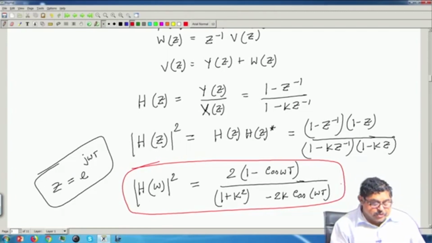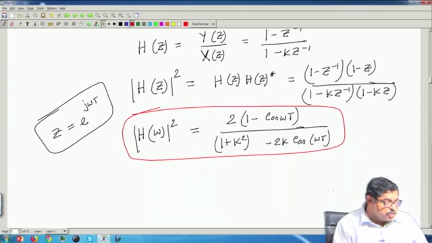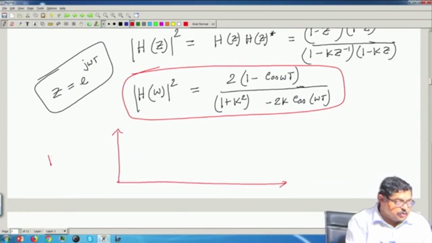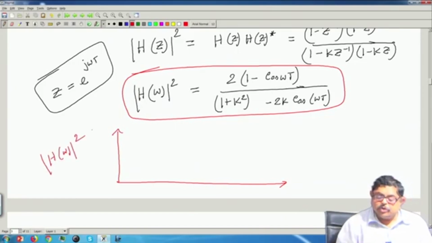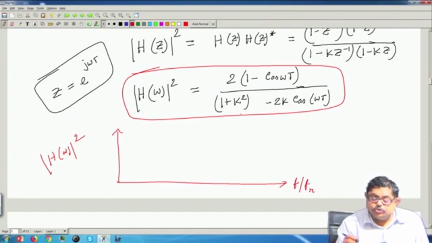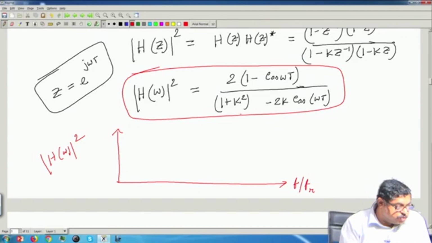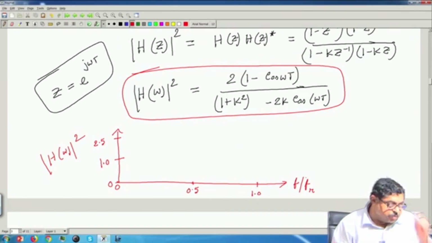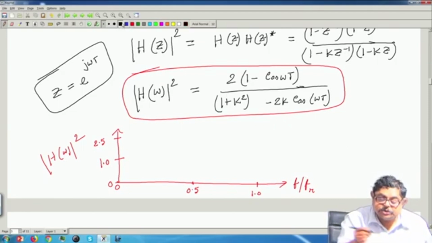Now we will have to plot this, that is, plot H omega square for various values of k, because k is my parameter now. Here this is 0, there will be a 1, there will be a 2.5, and here is 0, here is 0.5, here 1.0, then it goes on repeating. So let us see various values.